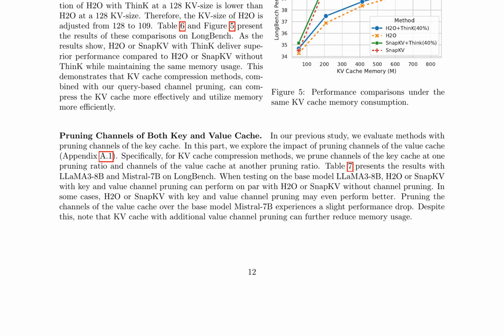The results are presented in various tables and figures, including Table 4, which shows the needle-in-a-haystack test results, and Table 5, which presents the performance comparison of pruning K cache using different recent sizes. Figure 5 visualizes the performance comparisons under the same KV cache memory consumption.